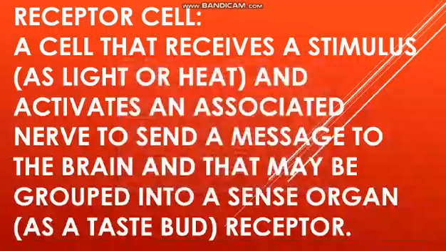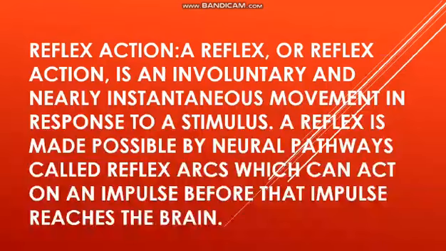So this is the receptor cell, the same cell that receives the stimuli such as light or heat. Now we know more than this definition. And it activates an associated nerve to send a message to the brain or spinal cord, CNS. We're talking about CNS here. And that may be grouped into a sense organ such as a taste bud receptor. So they are talking about effectors here.